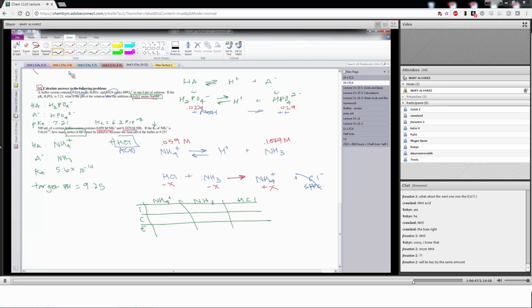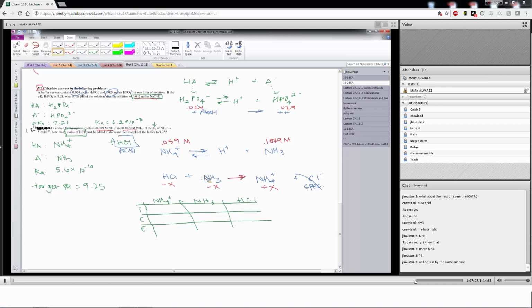And actually, I'm going to change this problem right now so that the answer is not going to be the same as on the key. I'm going to make this 1 liter just to make it easier, because I wouldn't give you 500 milliliters on the test. Okay, so we're in 1 liter, so the number of moles is the same as the molarity.